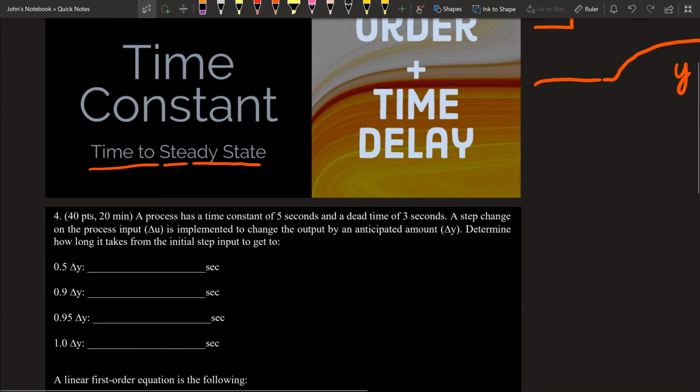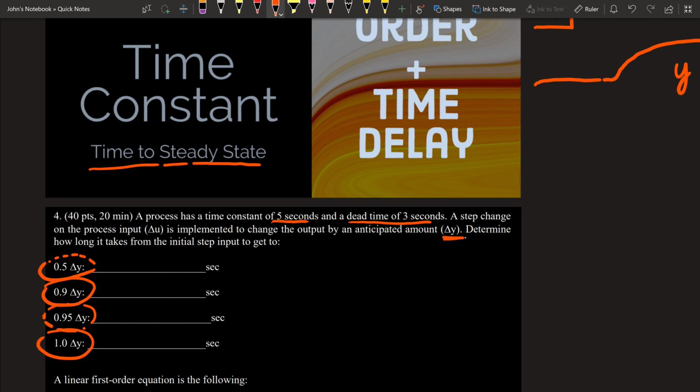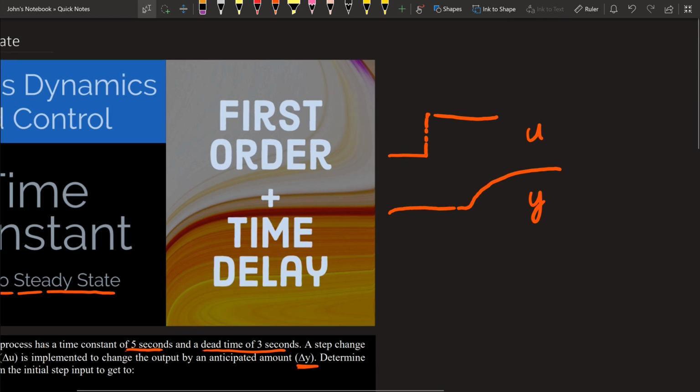We have a process that has a time constant of 5 seconds and a dead time or time delay of 3 seconds. A step change on the process input, delta U, is implemented to change the output by an anticipated amount, delta Y. So we want to determine how long it takes from the initial step input to get to a couple of these values here, like 0.5 delta Y, 0.9, 0.95, and 1.